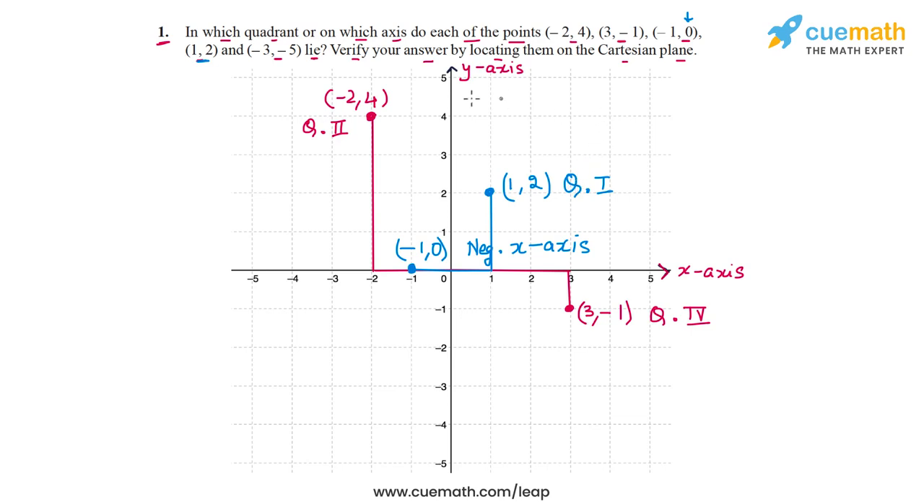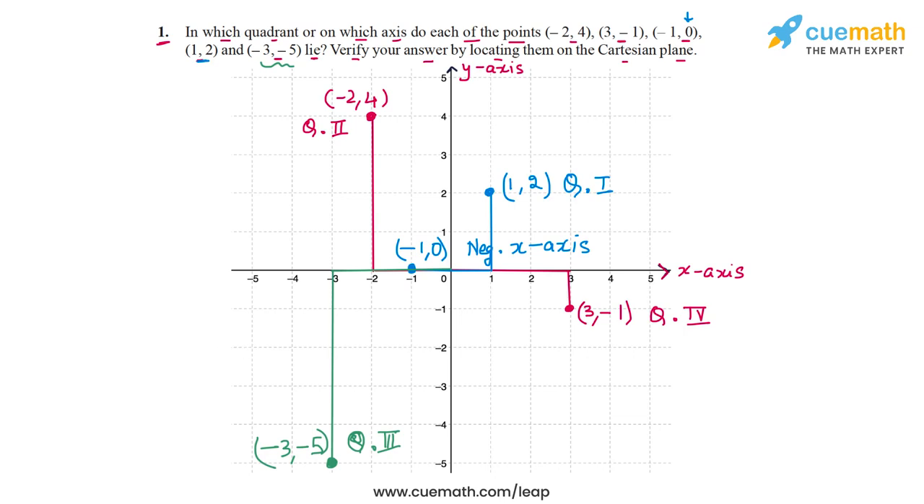Finally, the last point that we have to plot is (-3, -5). To do this, we will go -3 units on the x-axis and then -5 units parallel to the y-axis. So we end up here at this point. So this point is (-3, -5), and we see that this lies in quadrant number 3, the third quadrant.